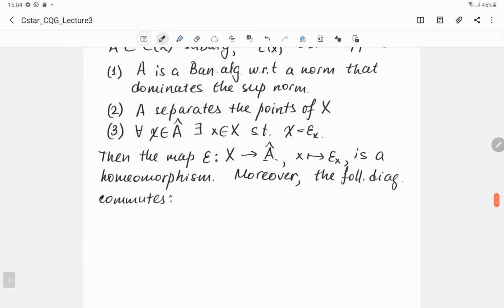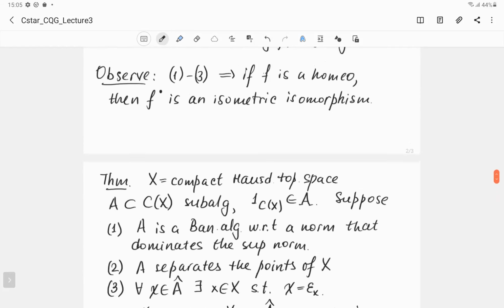And here's the diagram. So our algebra A is included into C of X. So here we have the inclusion map. Also, we have the Gelfand transform, gamma A. And finally, since epsilon is a homeomorphism, we see by the previous observation that epsilon dot is an isometric isomorphism between the respective algebras of continuous functions.